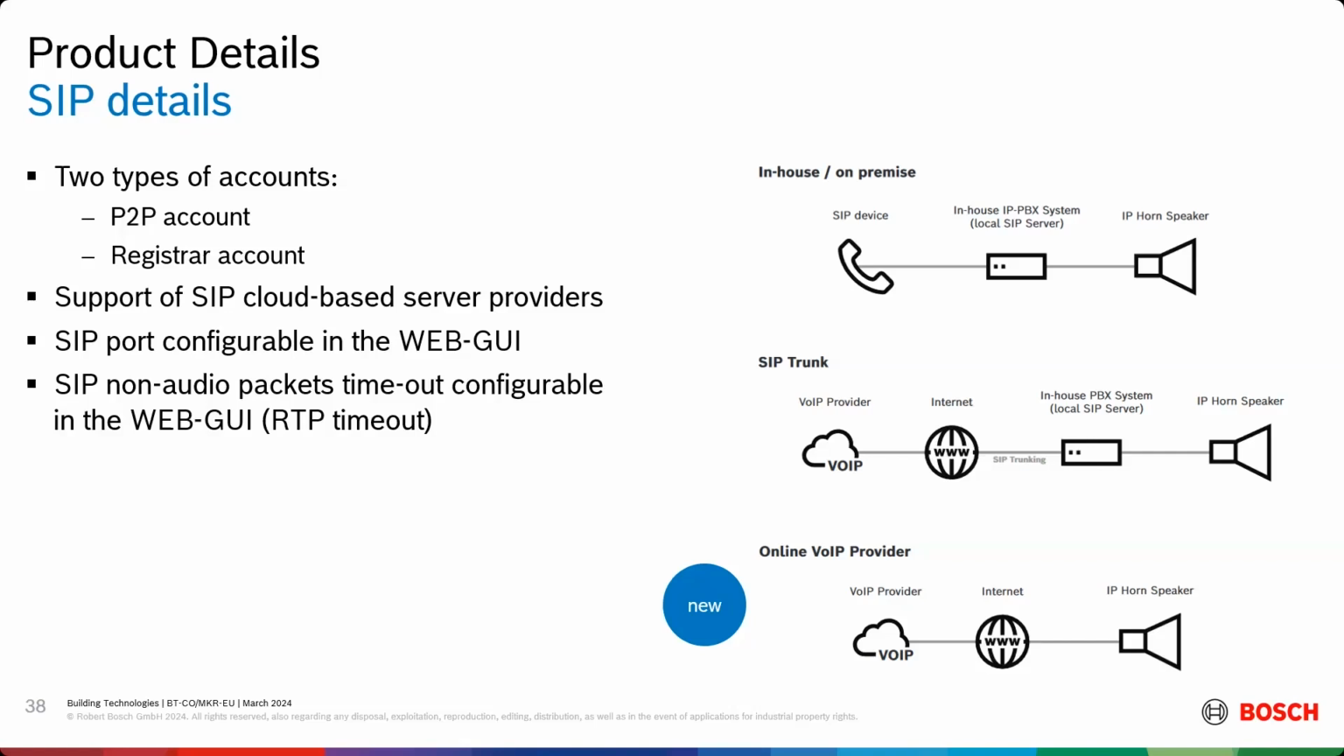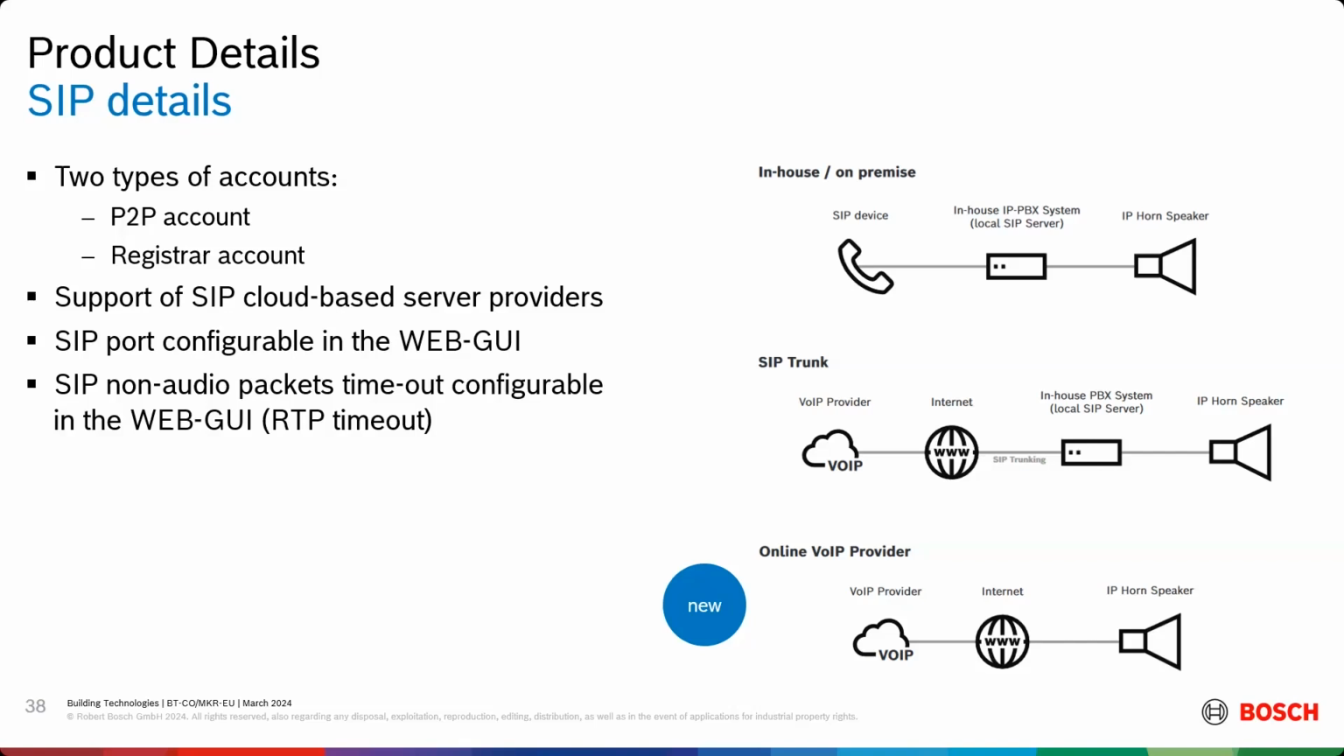And on the IP horn, you can create two types of accounts. The peer-to-peer account, applicable for direct SIP phone to IP horn communication, and the registrar account, applicable if the IP horn connects to a SIP server. As you can see on the right-hand side, there are three different applications with SIP servers supported.